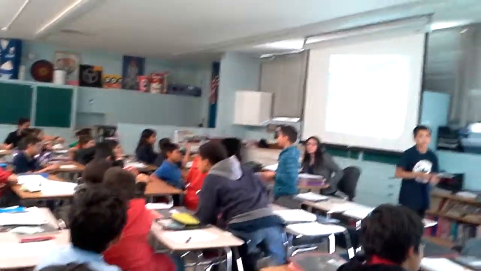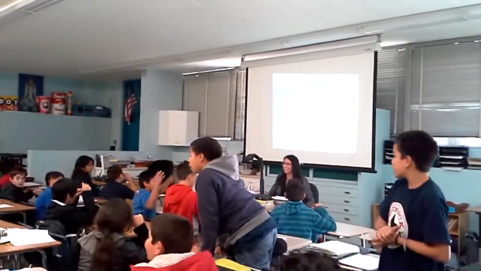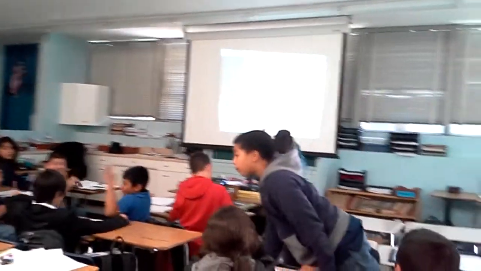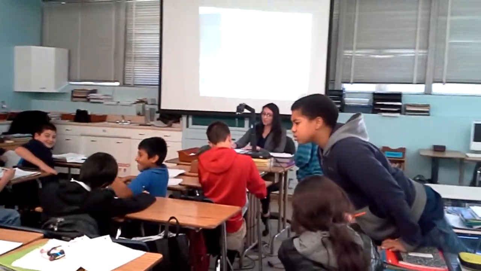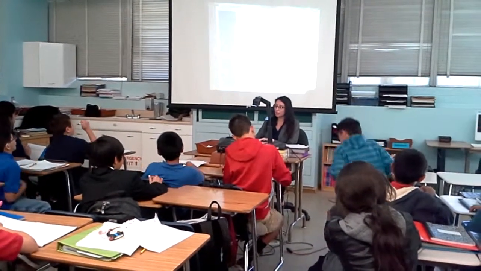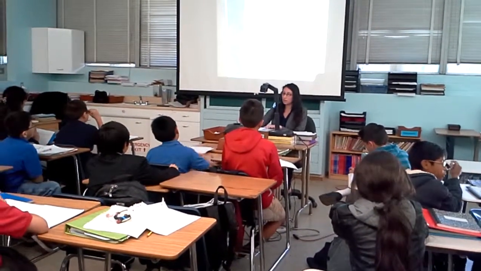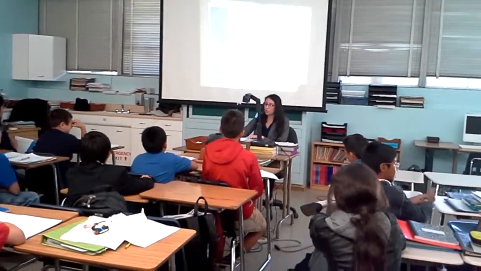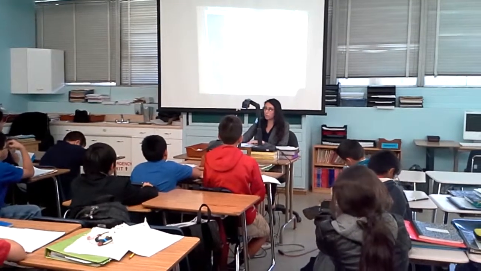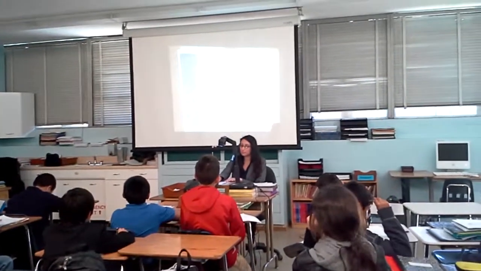Alright, so what is the answer? 80. Did anybody get something else? Our answer is 80. Why is our answer 80? Equivalent fractions, what happens if we do equivalent fractions? What number did you have to multiply to get 200? So what number do I have to multiply 40 by to get this number? Multiply times 2. So what is 40 times 2? 80.